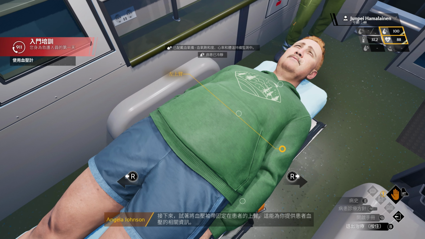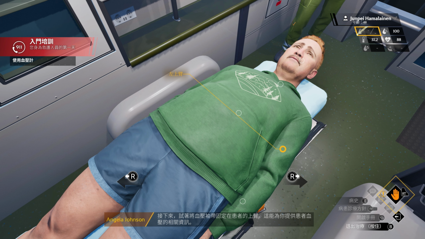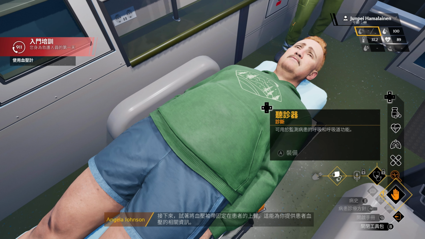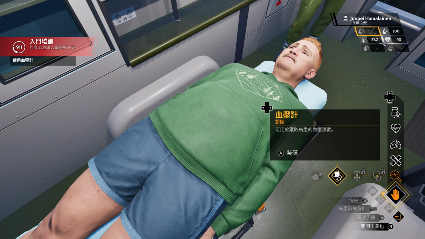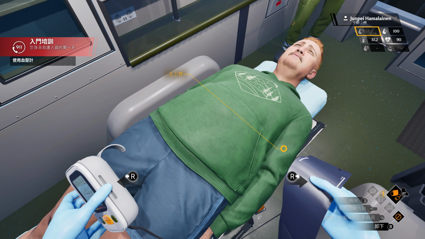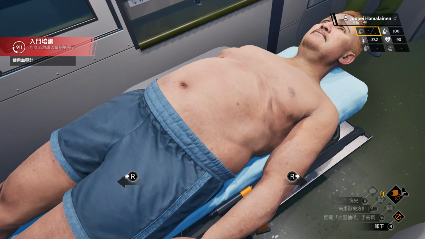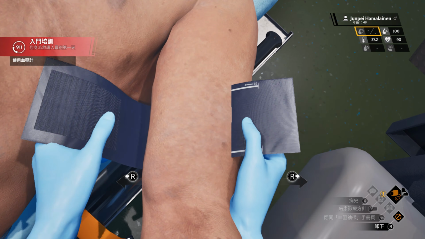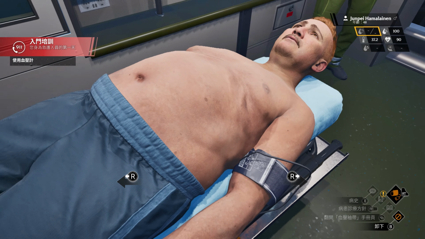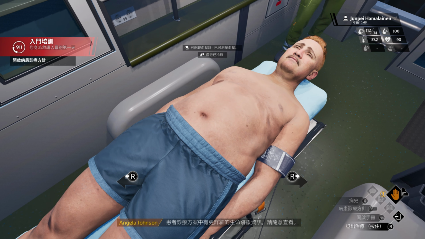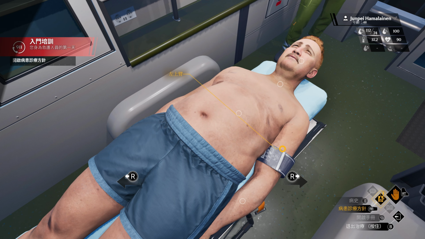Next up, try attaching the blood pressure cuffs to the patient's upper arm. It will provide you with information about the patient's blood pressure. Vitals are displayed in more detail inside the patient protocol. Feel free to take a look.